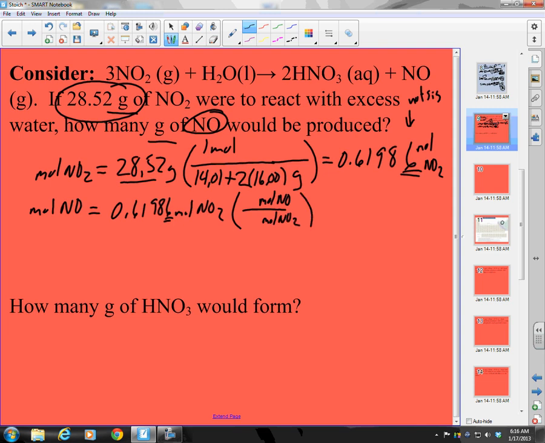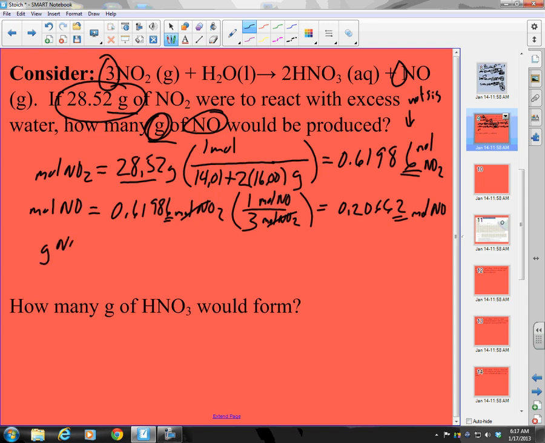What's my mole ratio? I have 3 moles of NO2, so 3, 1 mole of NO. So my moles of NO2 cancel. Beautiful, meaning I take my number, divide it by 3, and what do I get? I get 0.20662 moles of NO. But I don't want moles of NO, I want grams of NO.